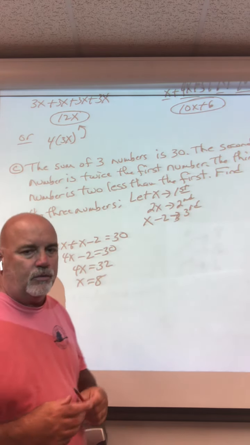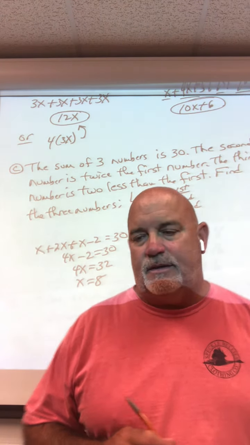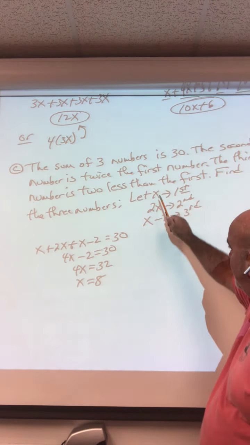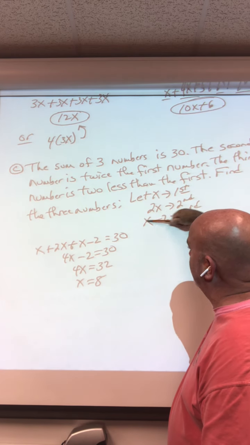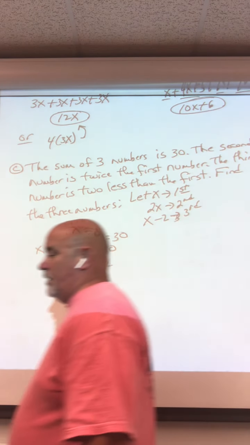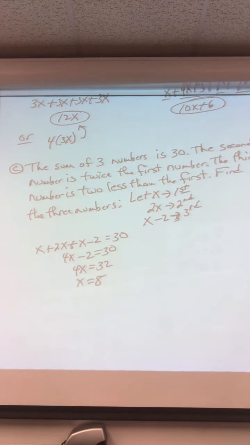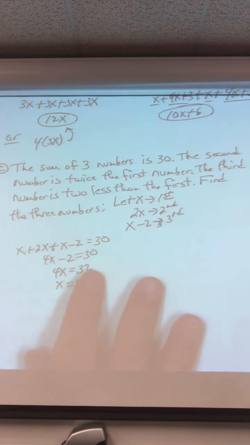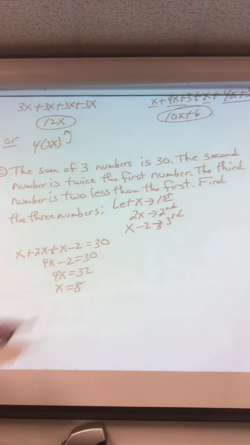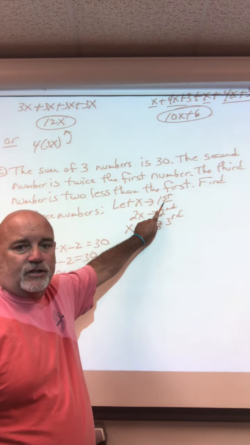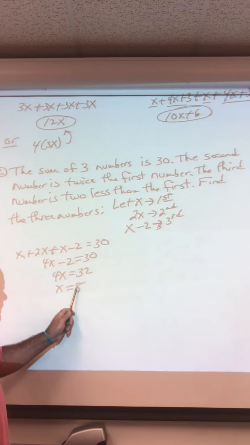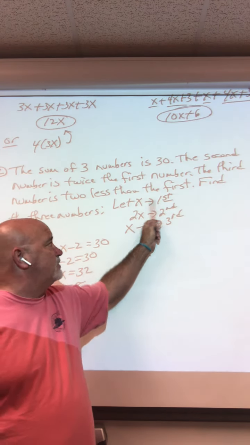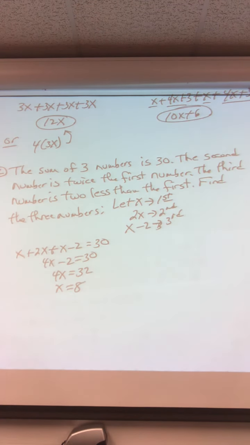Now number 4, your concluding statement. Well, what did we let? I told you when you go to write your concluding statement, always look back up at your headings. Okay, I had 3 headings, so I'm fixing to have to make 3 statements. First, x was the first number. We just found x. x was 8. So that means 8 is the first number.